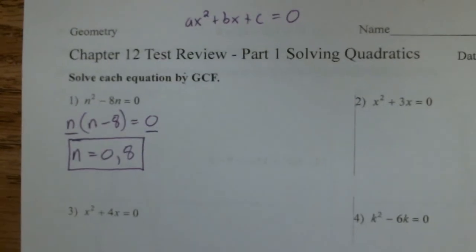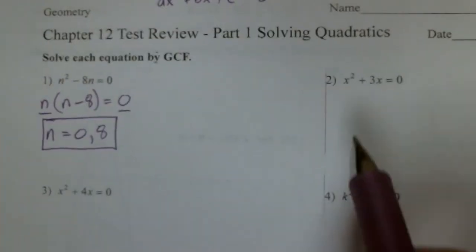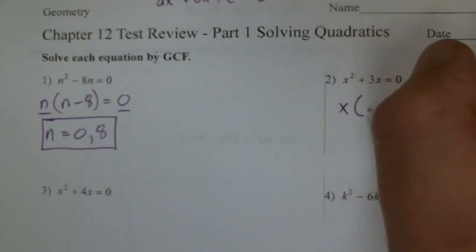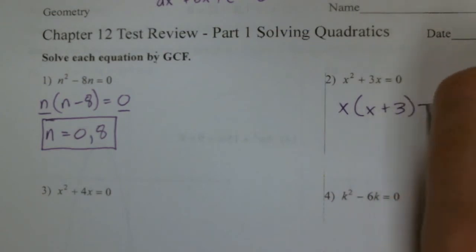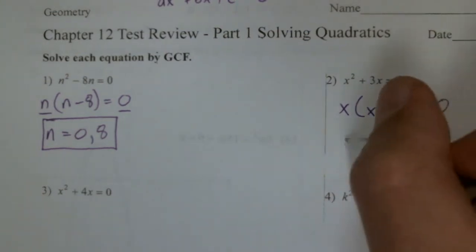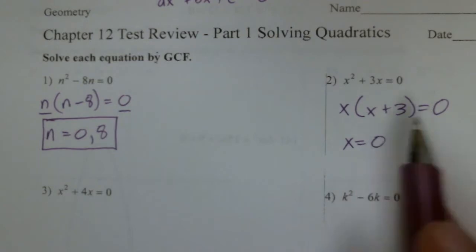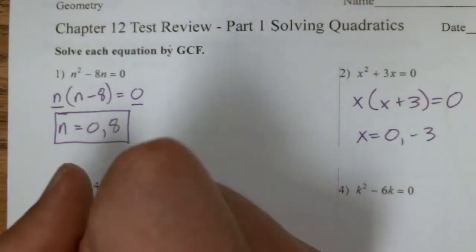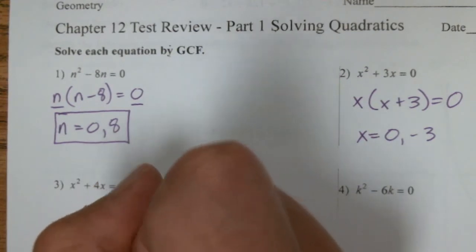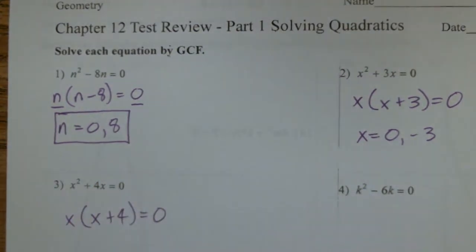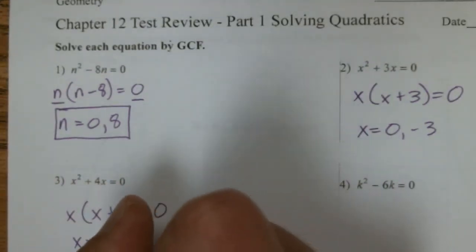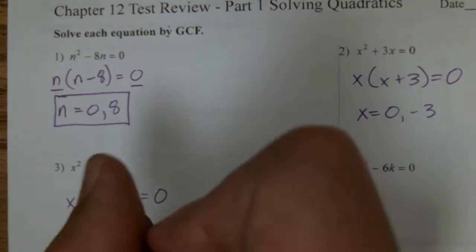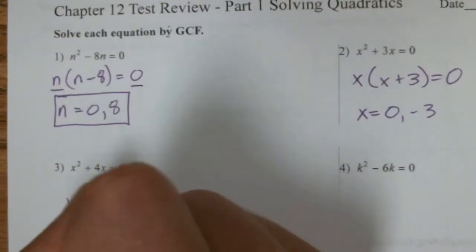And you're going to do the same thing for the next three problems. Factor out an x here. That's going to leave me with x plus 3 equals 0. One of my answers is always 0. And then flippy flip: 0 and negative 3. Same thing down here. Pull out an x. That will leave me with x plus 4 equals 0. One of my answers is 0, and the other one is flippy flip, negative 4.